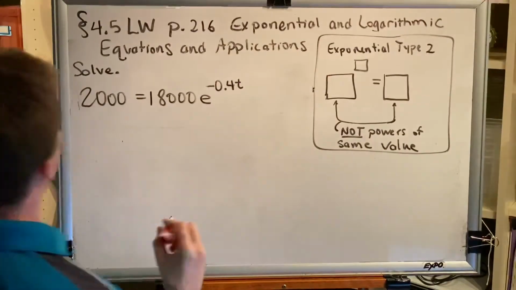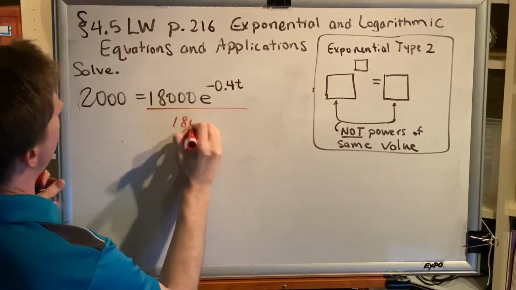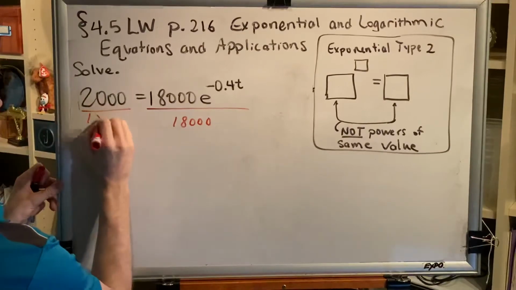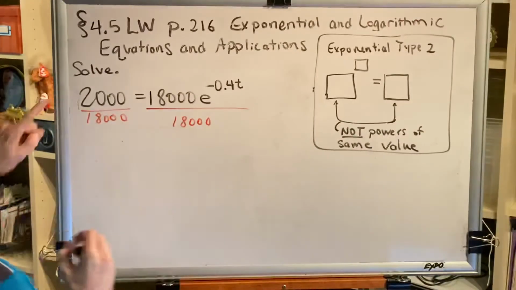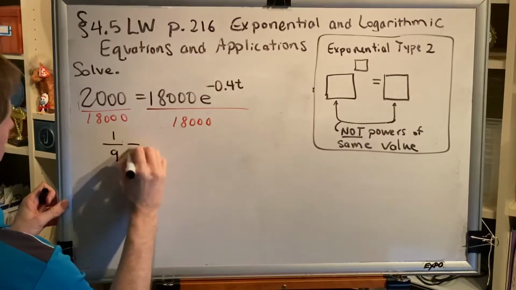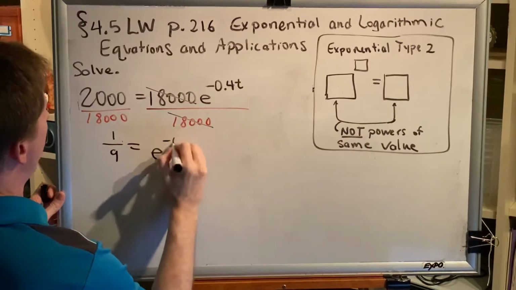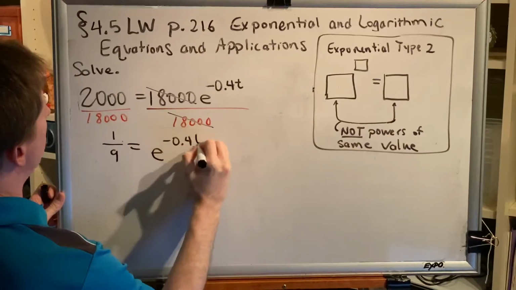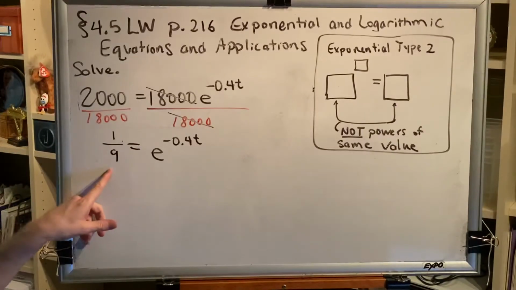Okay, so we divide 18,000 on both sides. So divide by 18,000 here and here. And reduce the fraction. 2,000 divided by 18,000 is the fraction 1/9. The 18,000s cancel, and over here I'm left with e to the negative 0.4t.